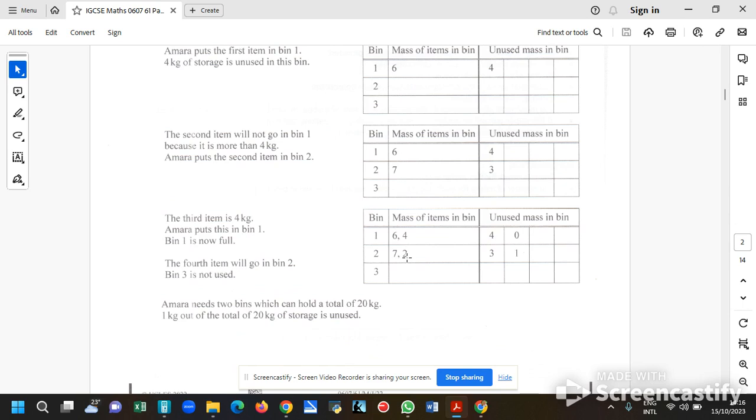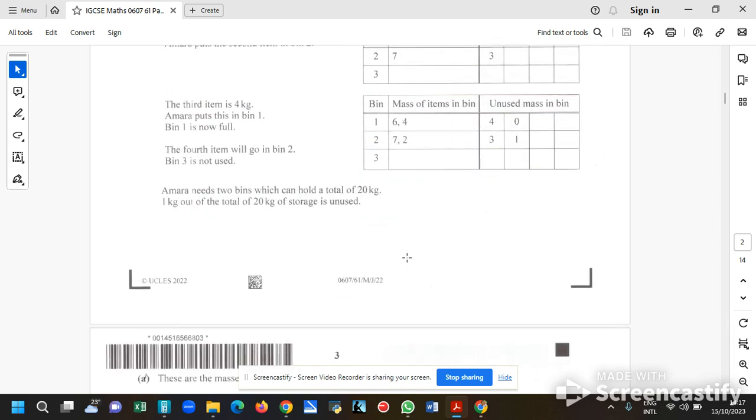And this kind of organizing of data and thinking through what is going on is a significant way in which part A's, these investigations in IGCSE maths, work.